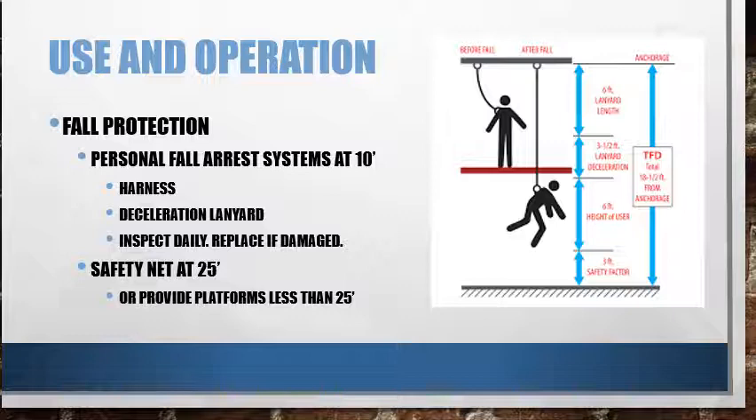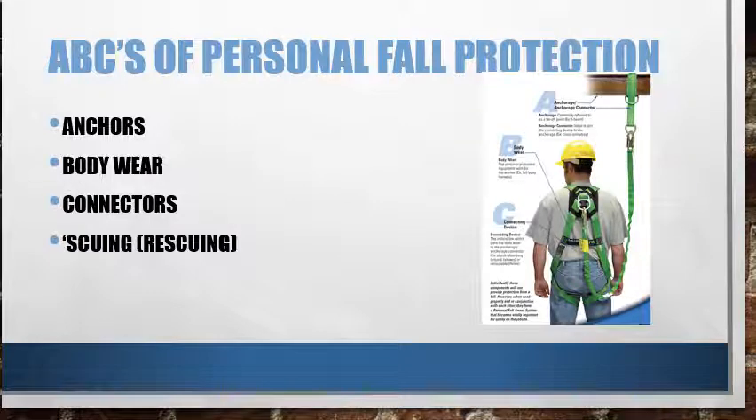If you remember when we were working at the 821 Mass building, they had the scaffolding built with levels. The scaffolding was above 25 feet, but in order to not have to put a safety net, they built a platform halfway up. Let's talk about the ABCs of personal fall protection now.